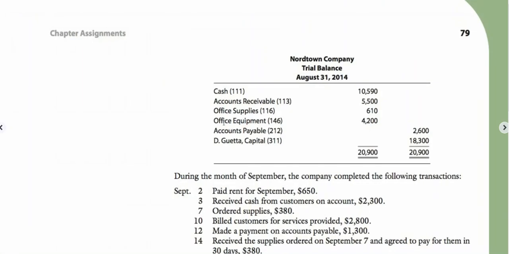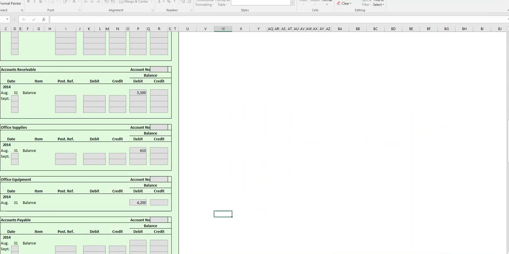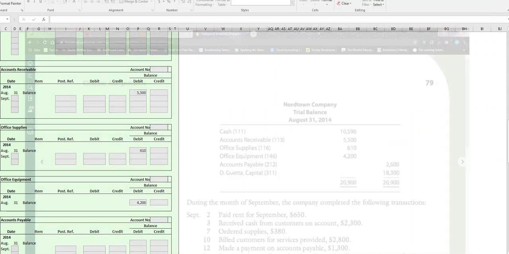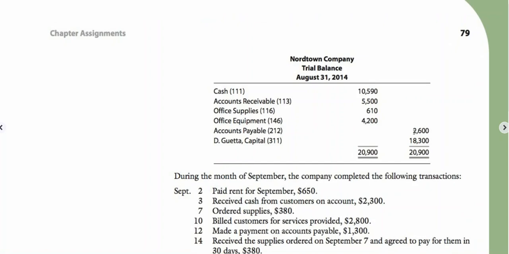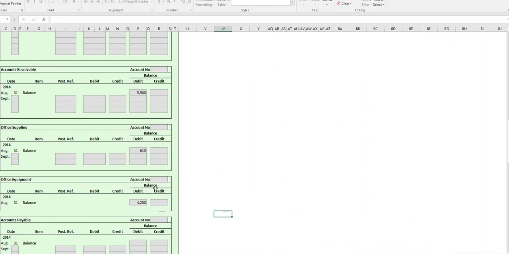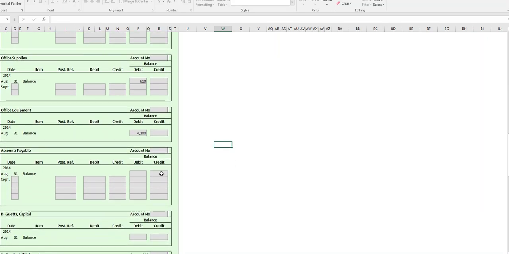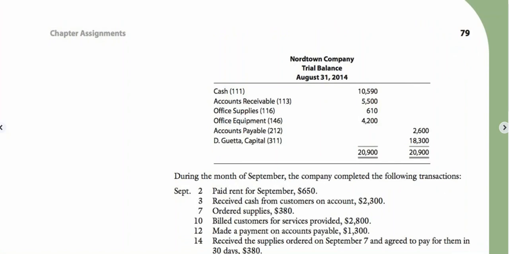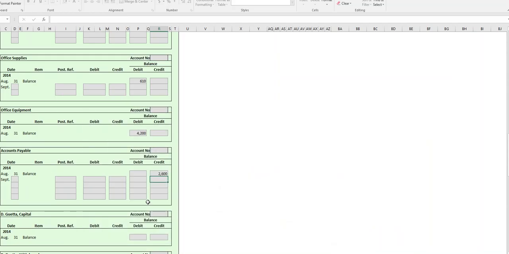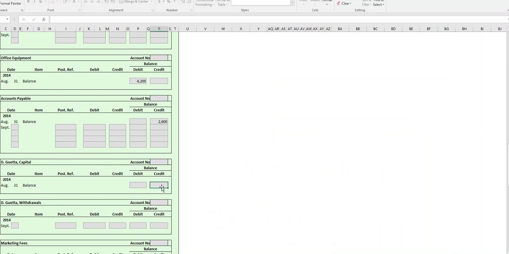And then, I'm sorry, was that accounts payable? Oh, that was office equipment. And then accounts payable is 2,600. So we go here, accounts payable. Remember that's on the credit side. We put that there. And then capital is 18,300. So we go here, capital, 18,300.